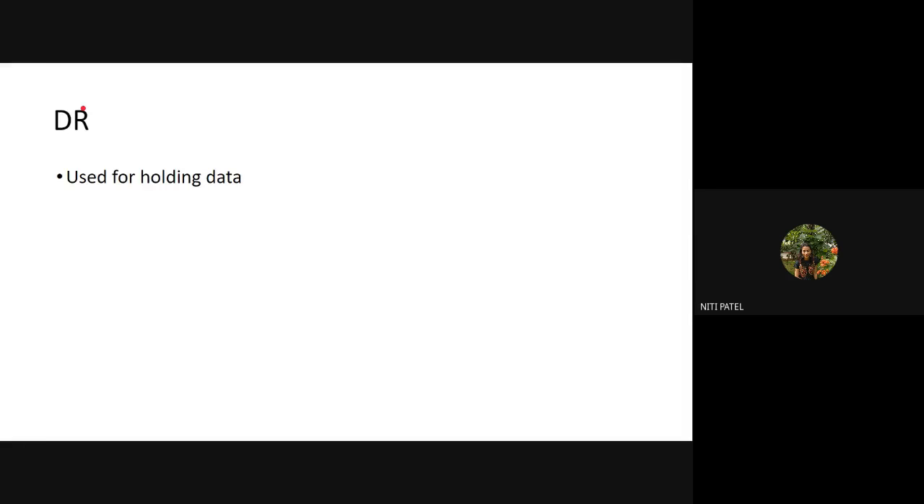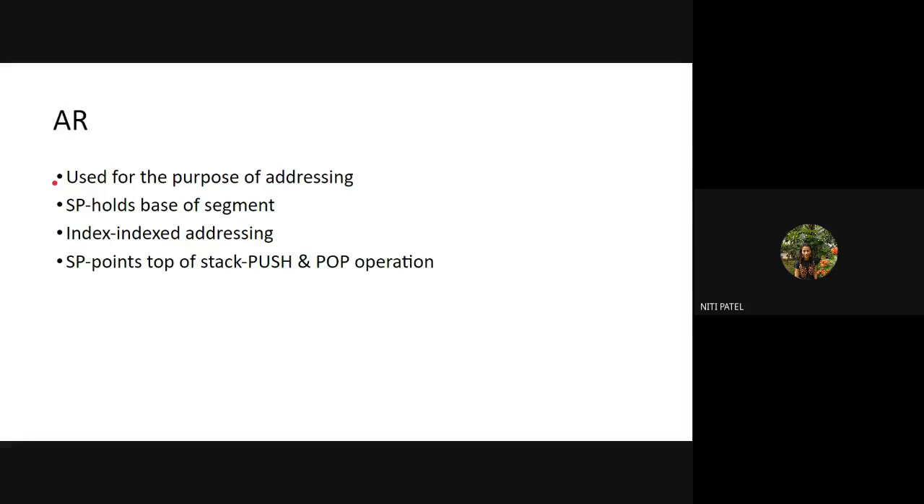So if I have an instruction ADD A, B, your ADD is stored in GPR, and the value of A, which is 1, and the value of B, which is, suppose, 2, these values of the variables A and B are stored inside the data register. Clear? Then next, I have AR, which is called the address register. What are they used for? They are used for the purpose of addressing.